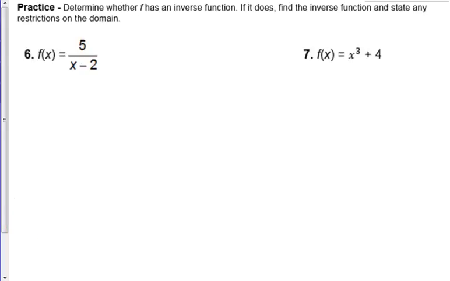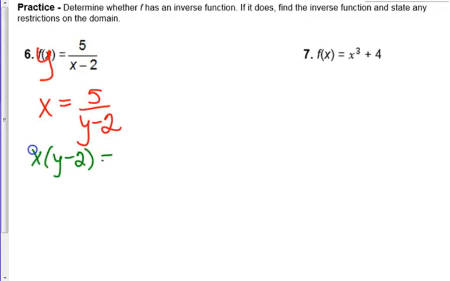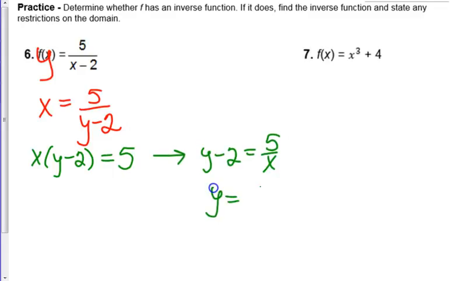All right, still not too complicated. We're going to make this y, and then we're going to switch them. X equals 5 over y minus 2. Okay, can you tell me what you think we might need to do here? Okay, so if I multiply both sides by y minus 2, I'll get this. I could divide by x next, yep. And then add a 2. Okay. Yeah.